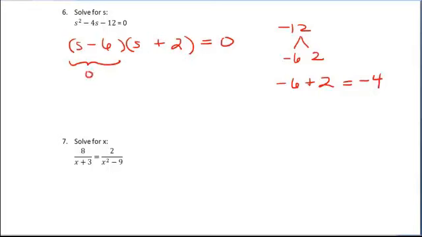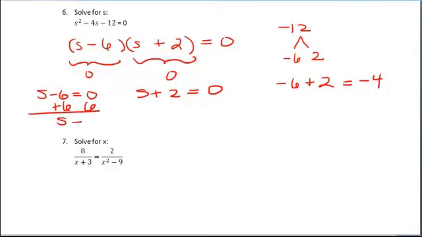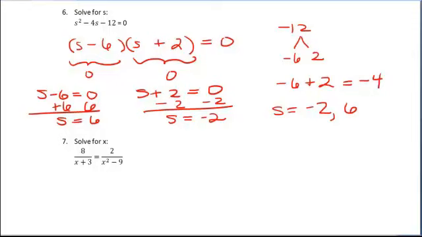So if this is equal to 0, or if this is equal to 0, then this whole thing is true. So I set each quantity equal to 0, and I solve for S. I get S equals 6 on this one, and S equals negative 2. So those are my answers, and they're both just what S is. It's not a point. These are the values of S.